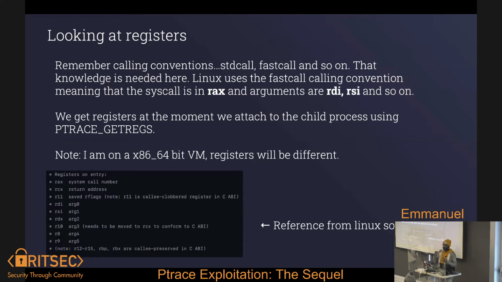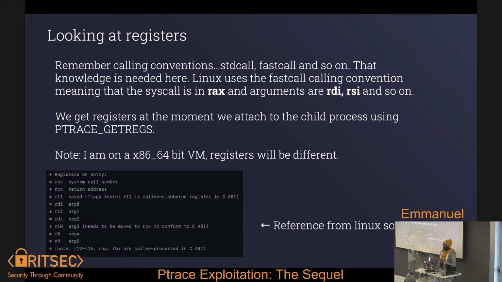In 202 or 201, I forgot which one it is, you talked about the different types of calling conventions. There's the fastcall, there's the stdcall, and I'm pretty sure there's other ones, but those are the two main ones I know about. That is really important here because that's how you can tell where a specific argument or command or syscall is placed in the registers. And like I said, we use the ptrace get regs to get all of this information.